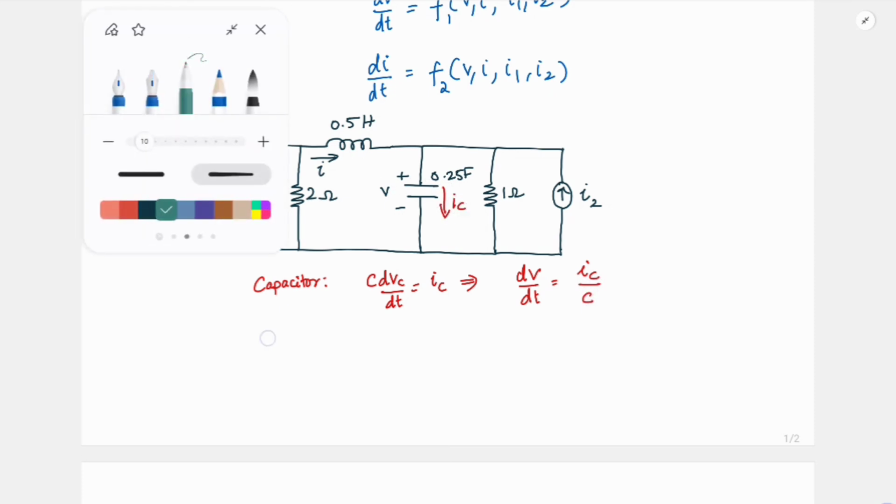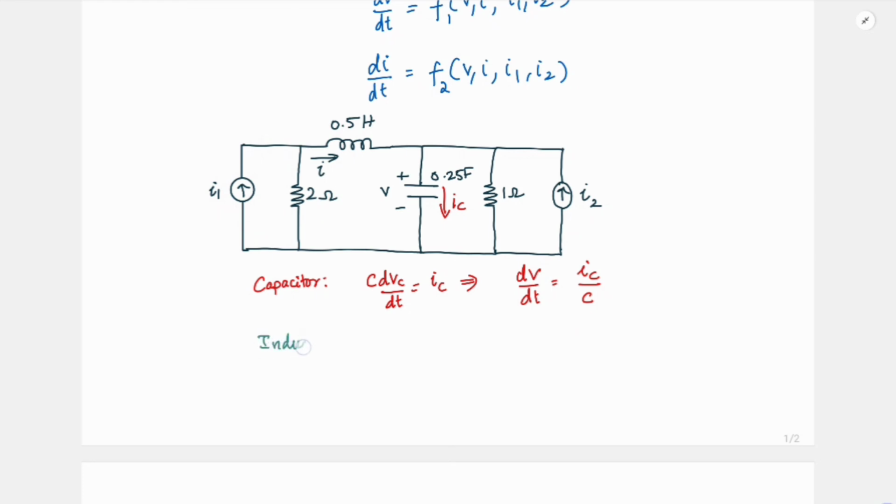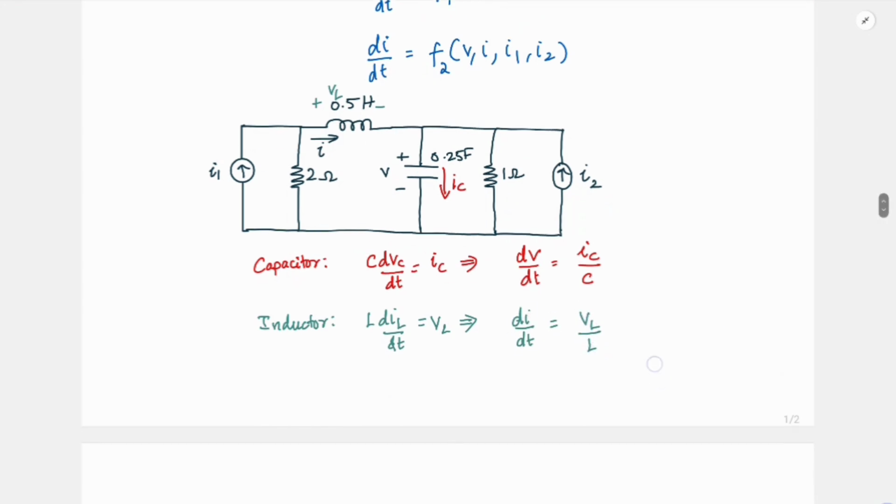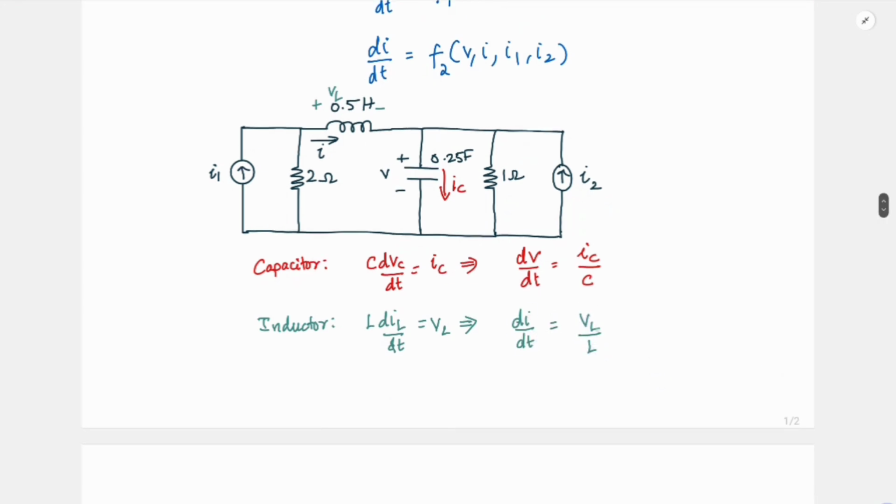Similarly, for the inductor case, you have L dIL by dt is equal to VL. Right, this is VL, and here IL is equal to I. So di by dt is equal to VL by L. So now we need to find IC and VL. So first let us try to find IC.